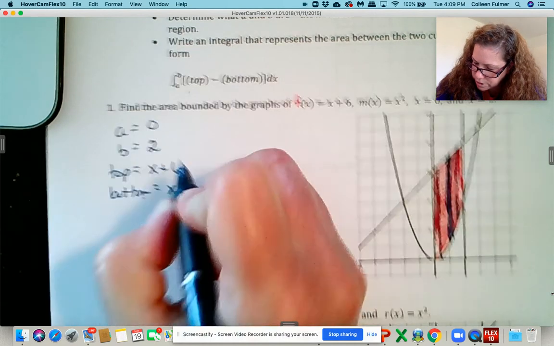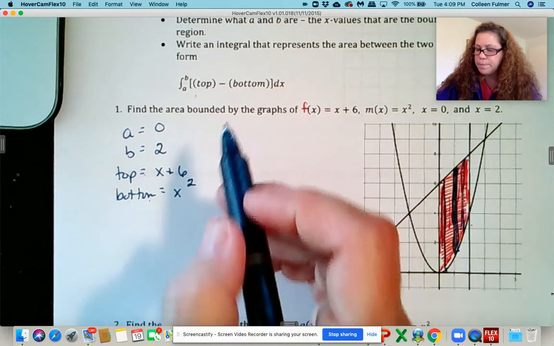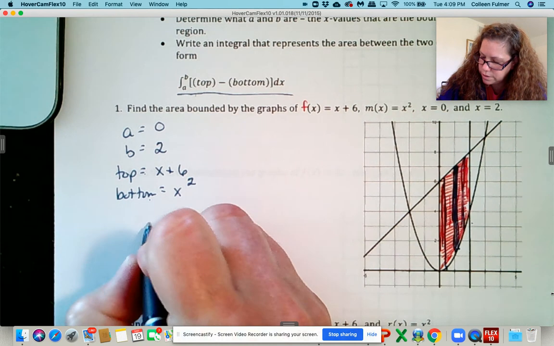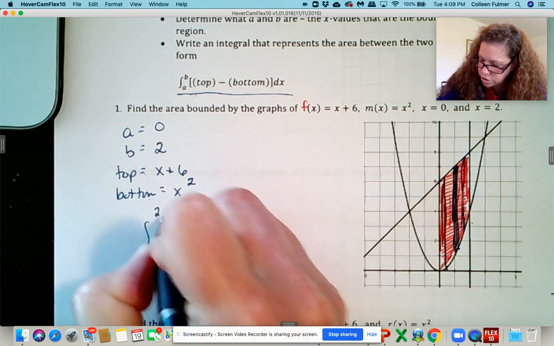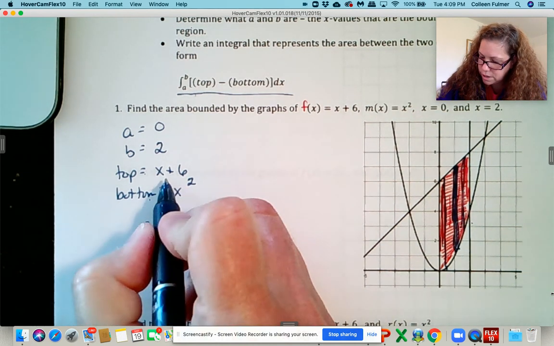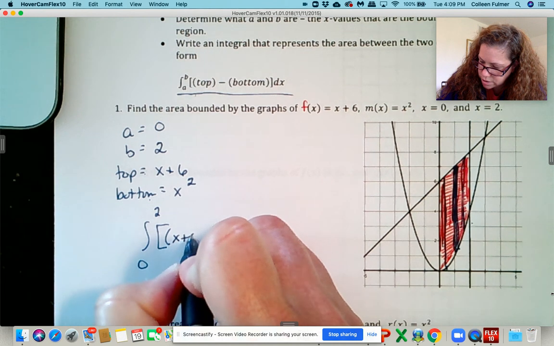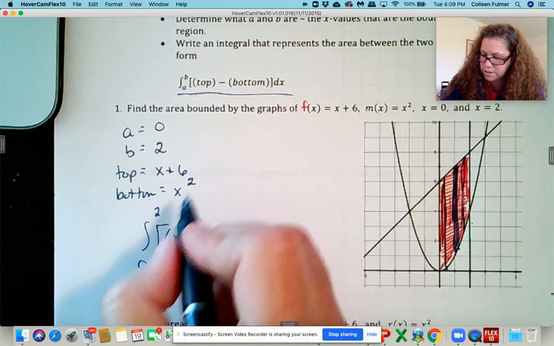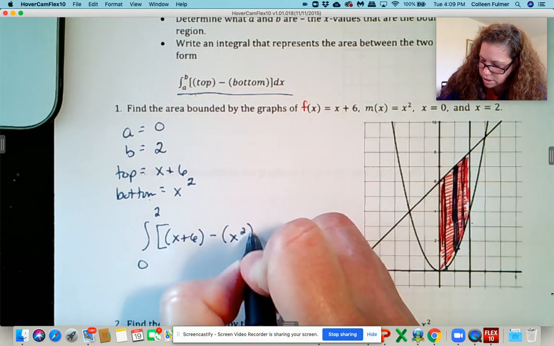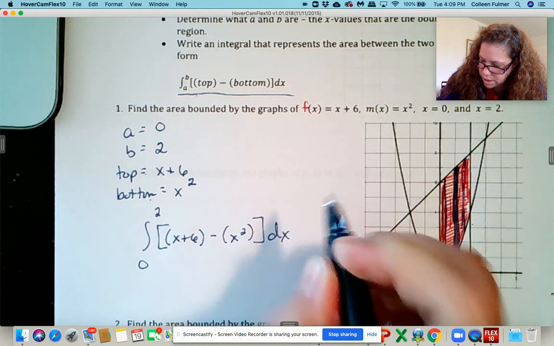So my bottom function is x squared. And then we can just set up our integral. The integral from 0 to 2, bracket, the top function, x plus 6, minus the bottom function, x squared dx.